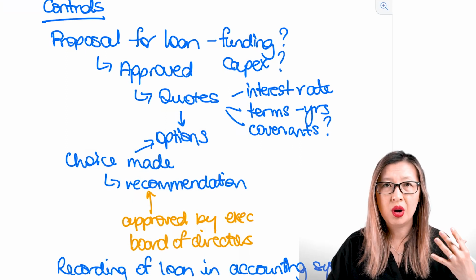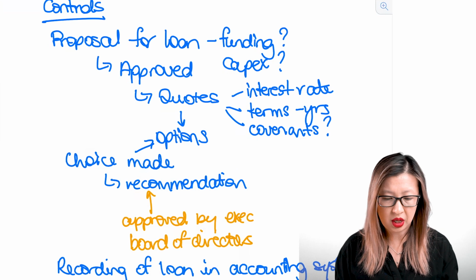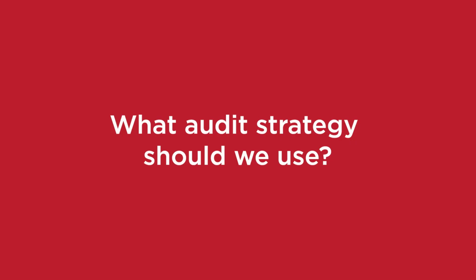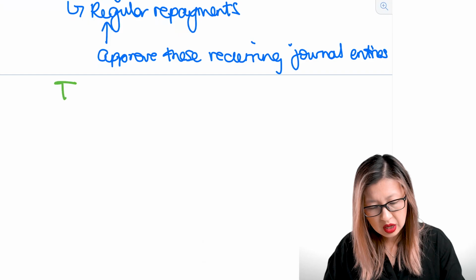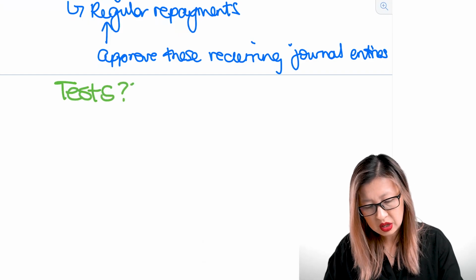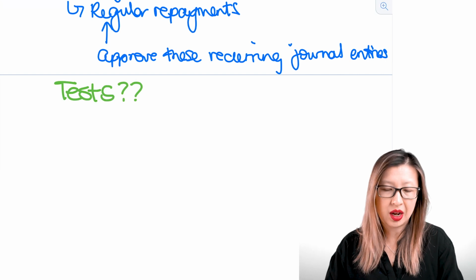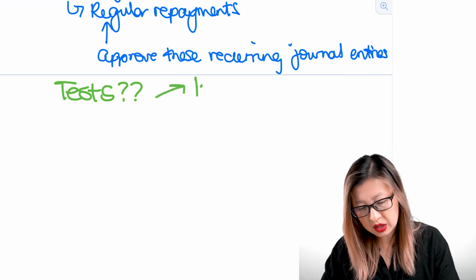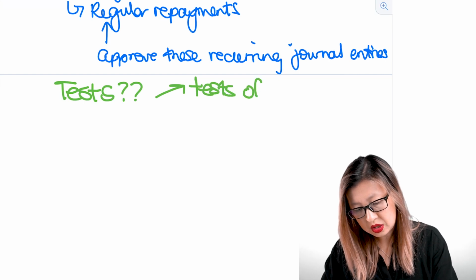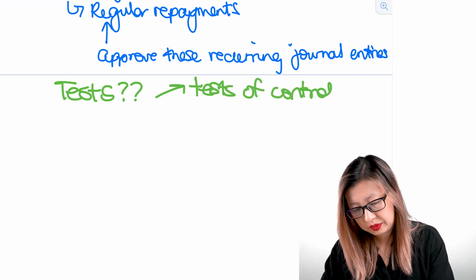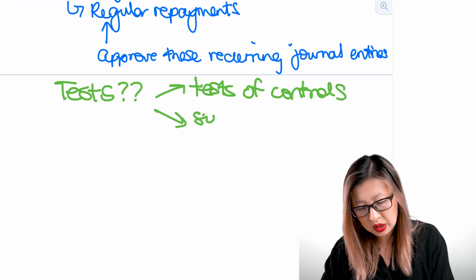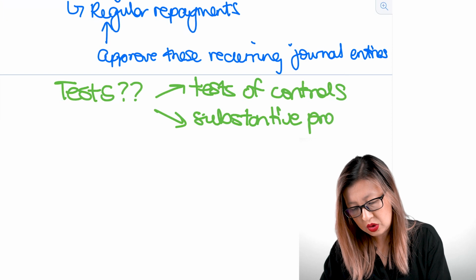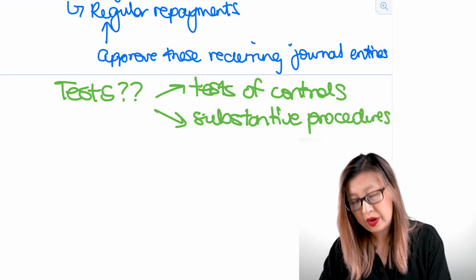Then for bank loans, this is where it gets a little bit tricky. And so while we have the controls, the question we have to ask ourselves is what sort of tests are we going to do? All right, because remember we have two types of tests. Option 1, tests of controls. Option 2 is to gather substantive evidence. So use substantive procedures.